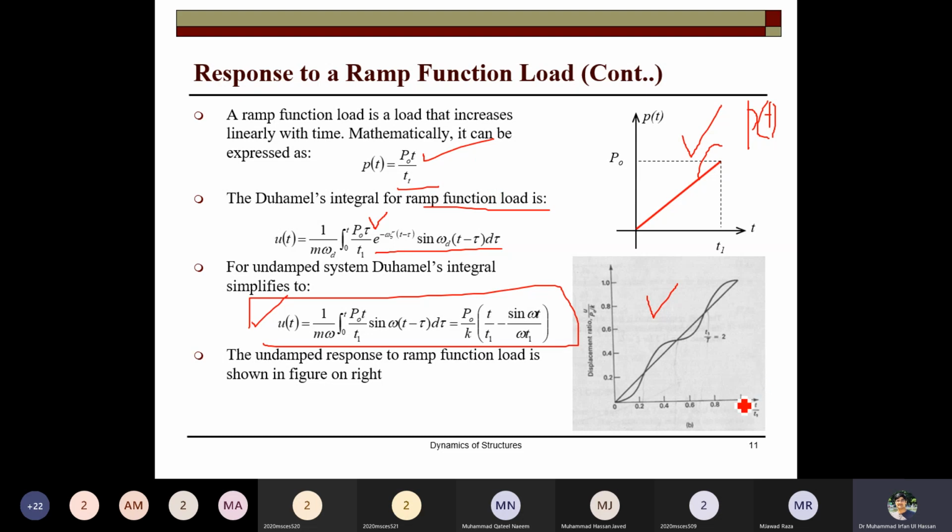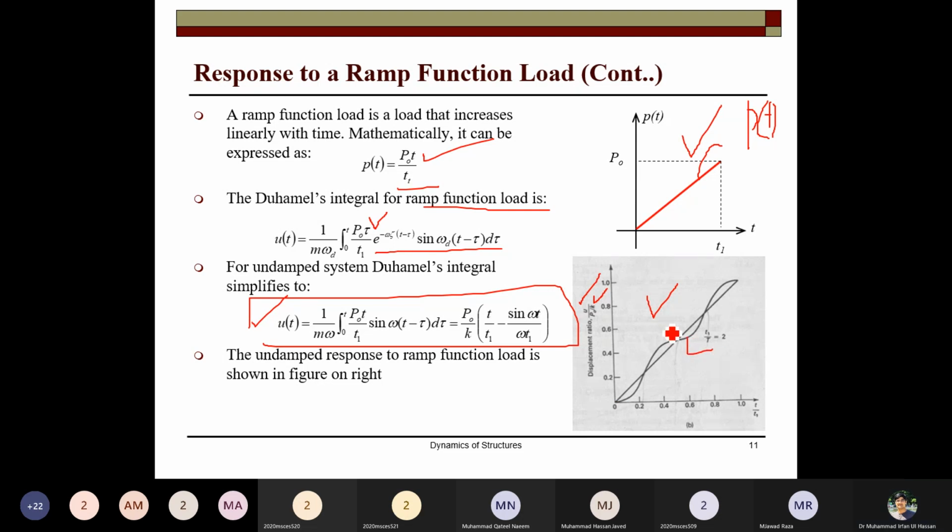When you plot that response, displacement as a function of time, this is basically the displacement ratio because you divide the response by the static displacement. The displacement obtained by the force is divided by the static displacement obtained at this P naught. You can also plot the whole function on the right side with P naught over K. So you have this kind of response.